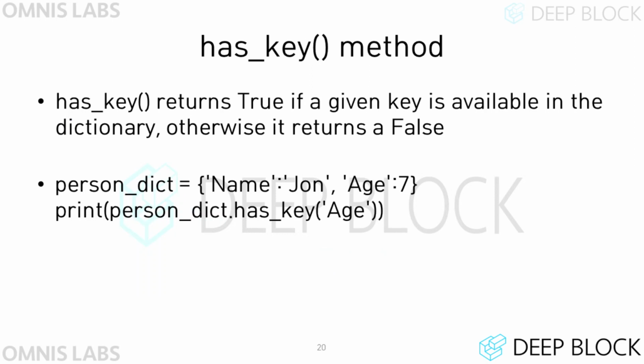The hasKey method returns true when an argument exists as a key in the dictionary. For example, in the dictionary named PersonDict, shown in the slide, the string key value age exists, so PersonDict.hasKey(age) returns true.